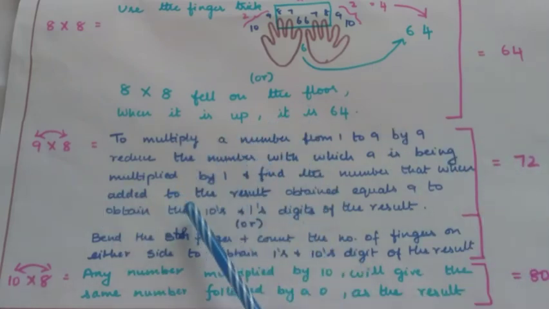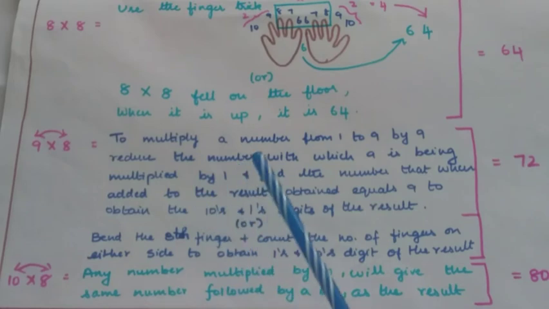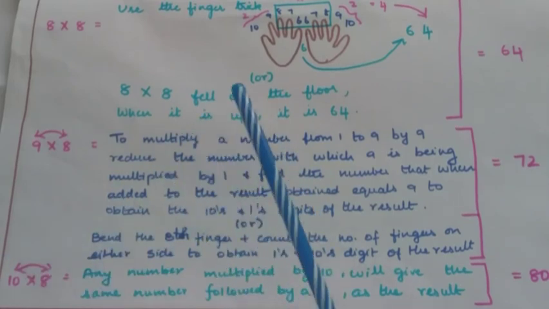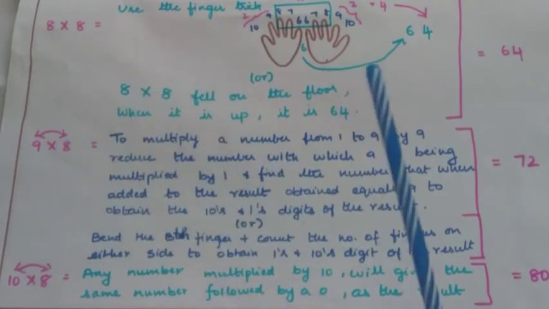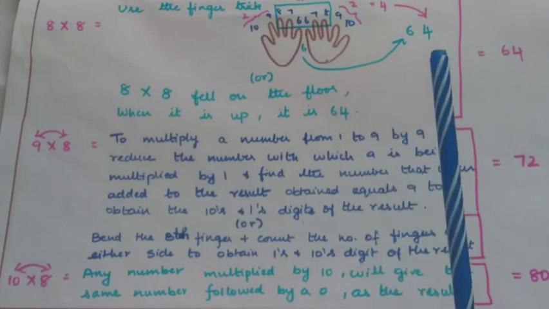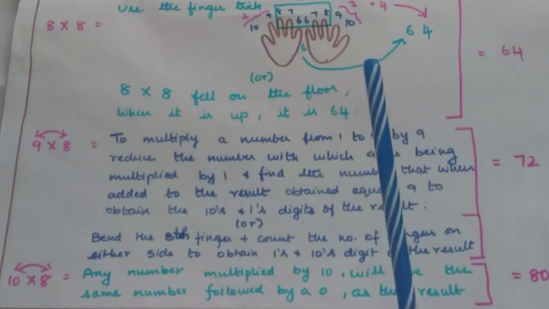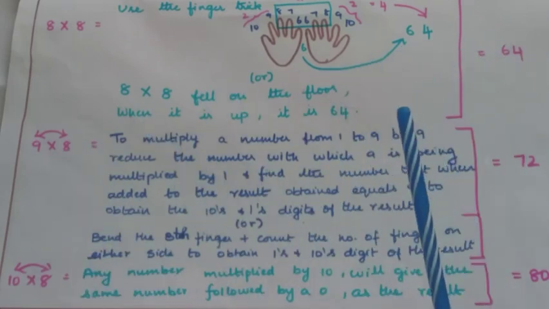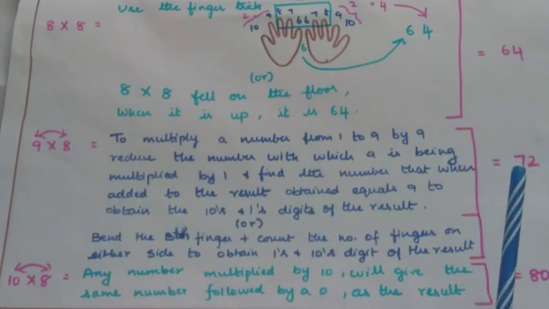Or you can just use the finger trick where you need to bend your 8th finger and count the number of fingers on either side to obtain the ones and tens digit of the result. So when you bend your 8th finger, you will have 7 fingers towards your left and 2 fingers towards your right. Therefore, 9 8s is 72.